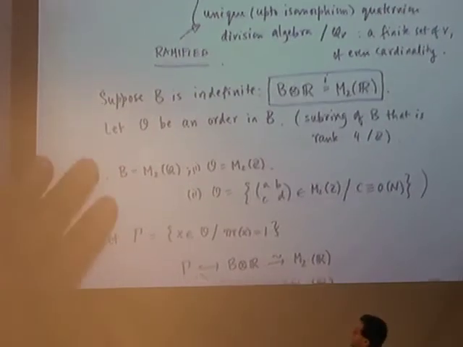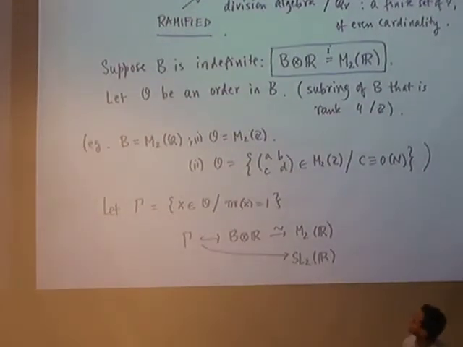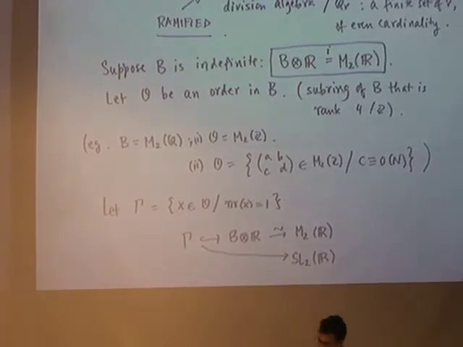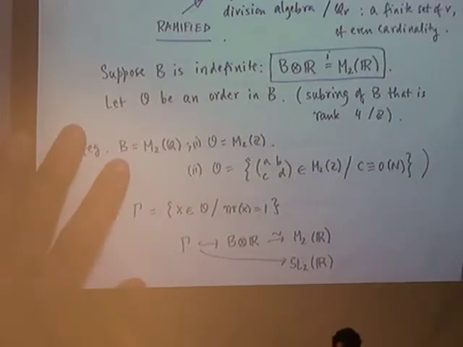Gamma_0(n) is this subgroup. Oh, can't see this? Oh, okay. All right. Okay, so let's go to page 4.